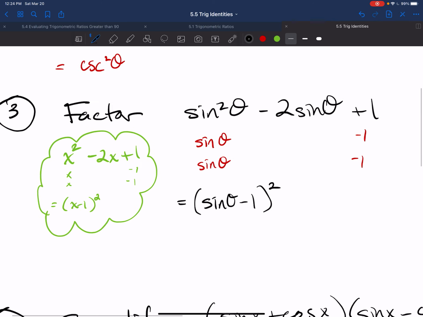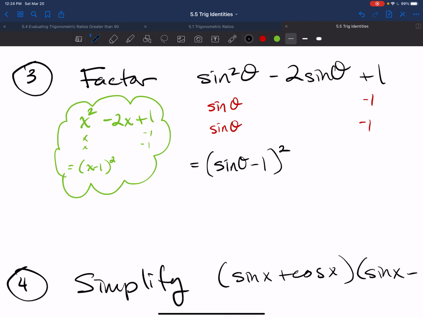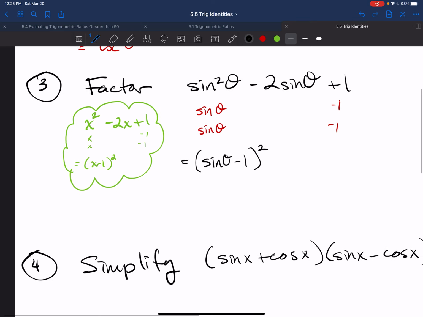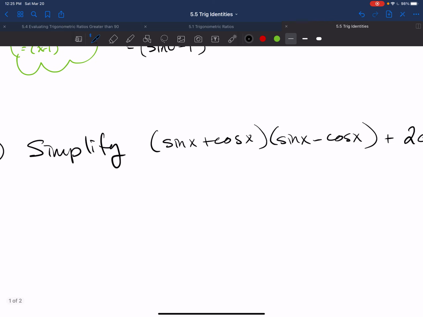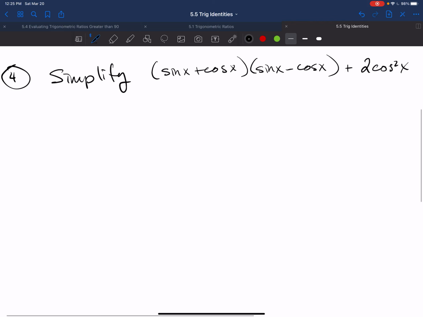Okay, so when you factor, think about all the things that we did before in factoring. Look for greatest common factor, look for difference of squares, look for a quadratic, look for perfect square trinomials, things like that. So just like you can factor, you can also expand and simplify.